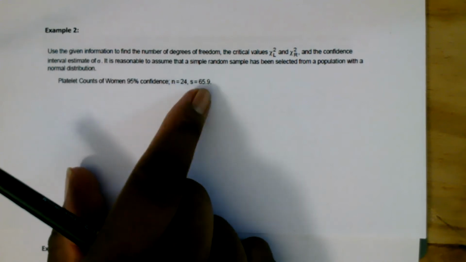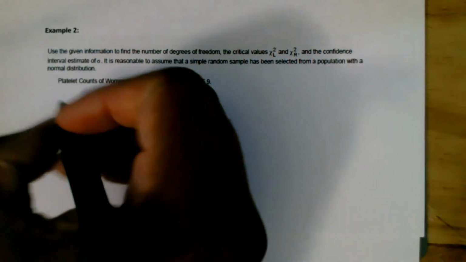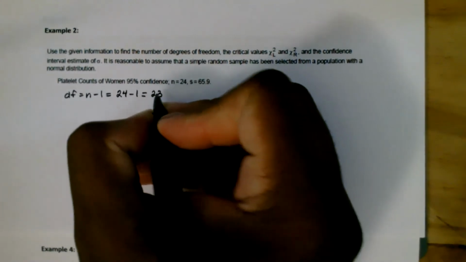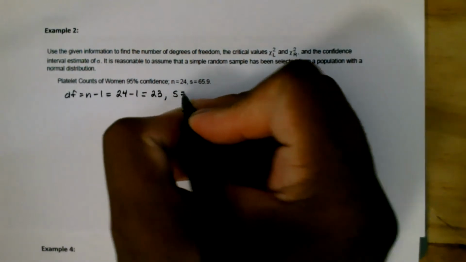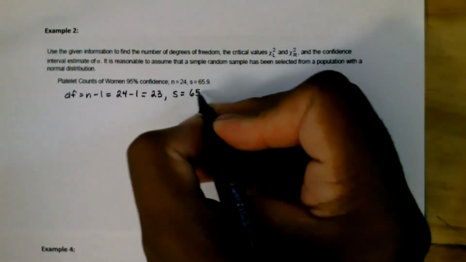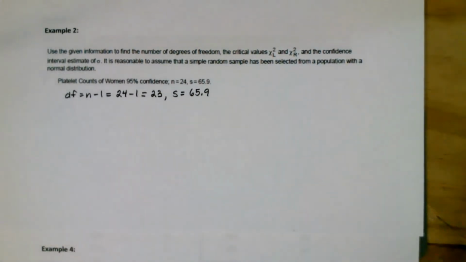The sample size is 24. The sample standard deviation is 65.9. Okay, so now, if n is 24, we can find out what our degrees of freedom is going to be. That's n minus 1. So 24 minus 1 will be 23. So I'm going to be dealing with 23 degrees of freedom. And of course, my sample standard deviation is 65.9.